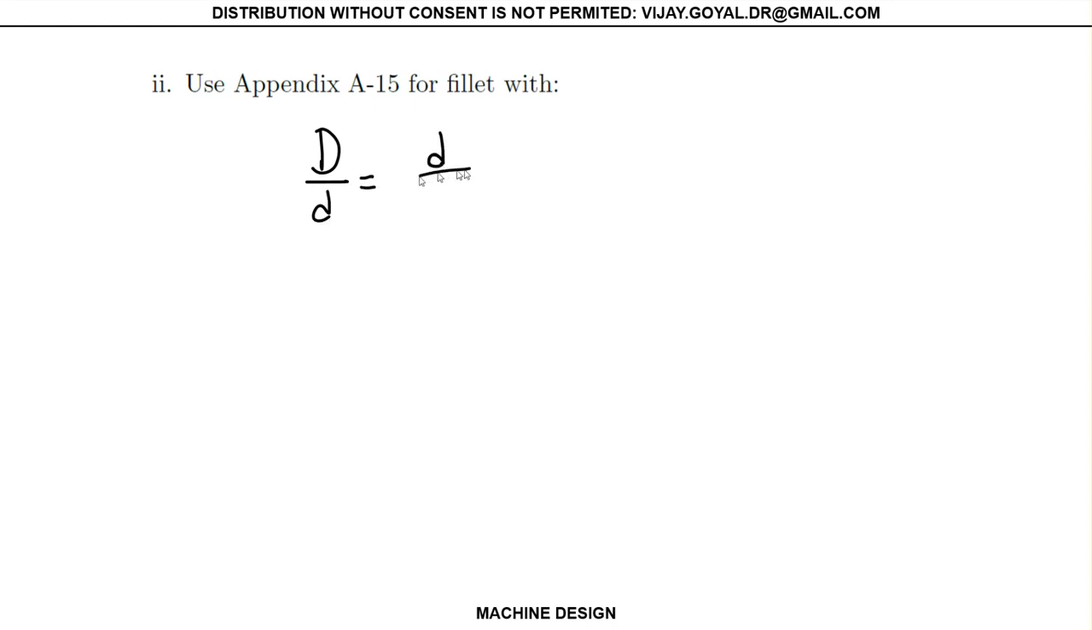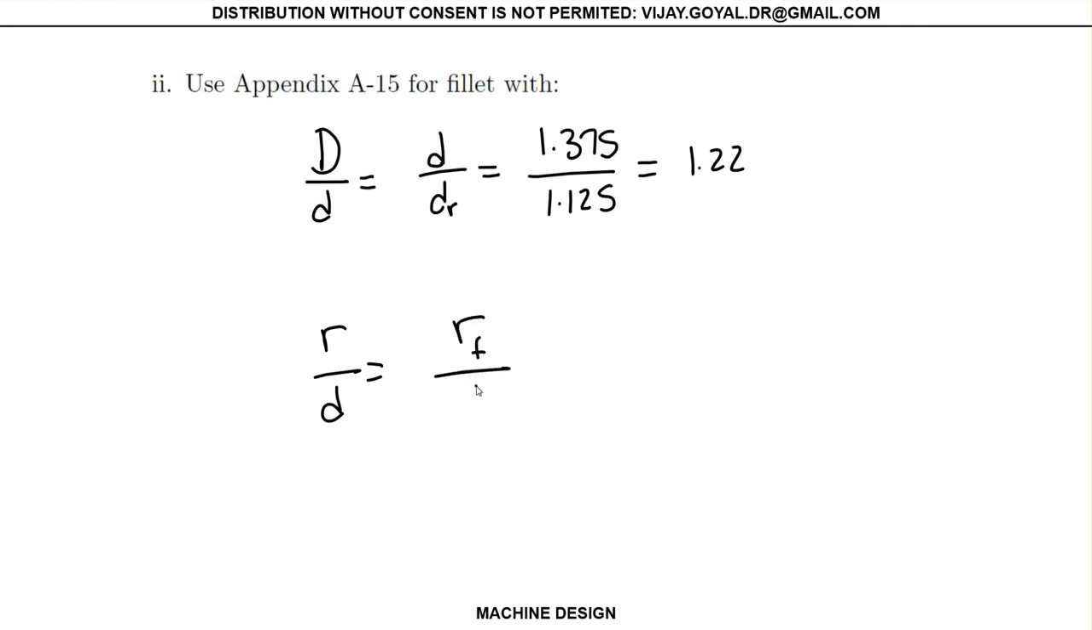And according to your notes that I gave you, it's not in your textbook, this would give you 1.375 divided by your root. That would be 1.125. That gives you 1.22. And your r over d then would be RF divided by the root diameter. That gives you 0.015 divided by 1.125, and you get 0.0133.